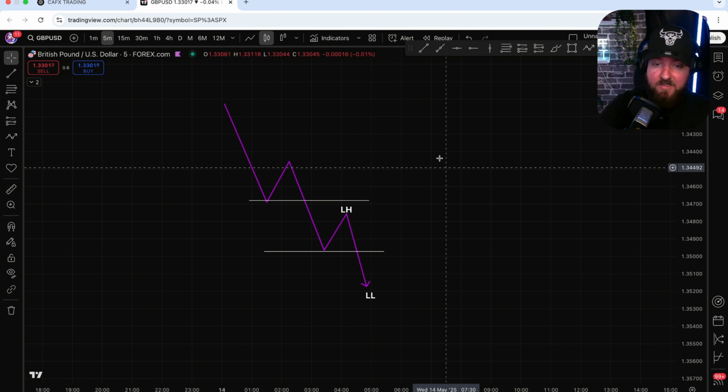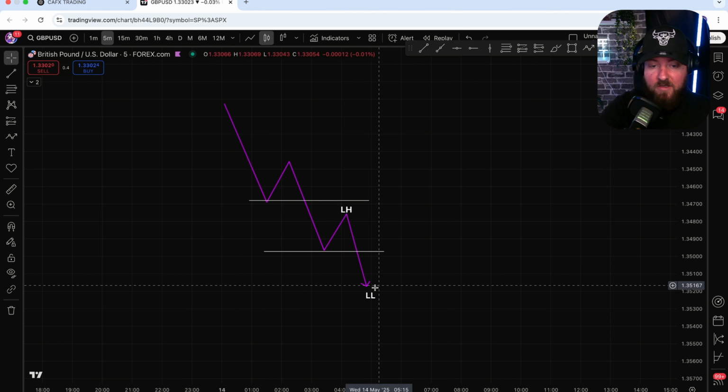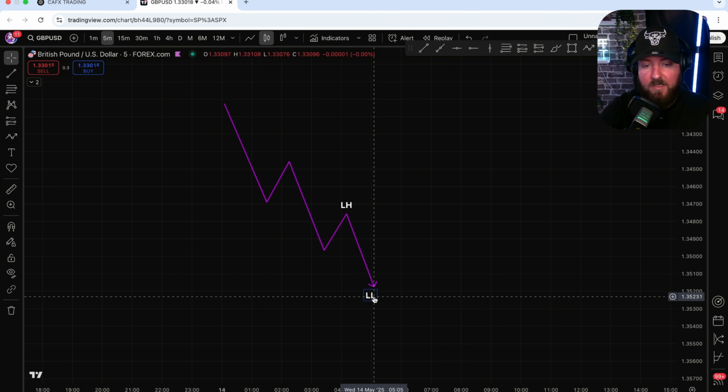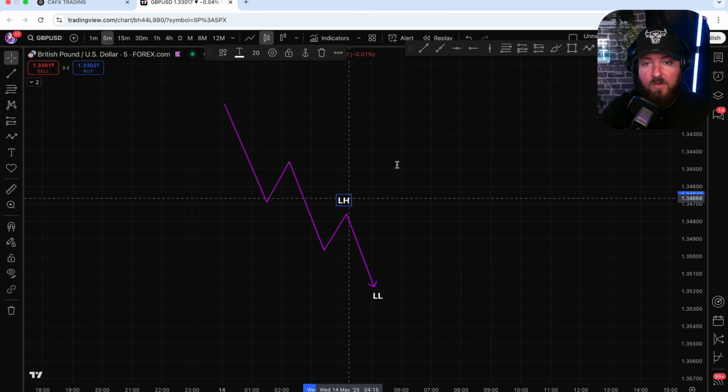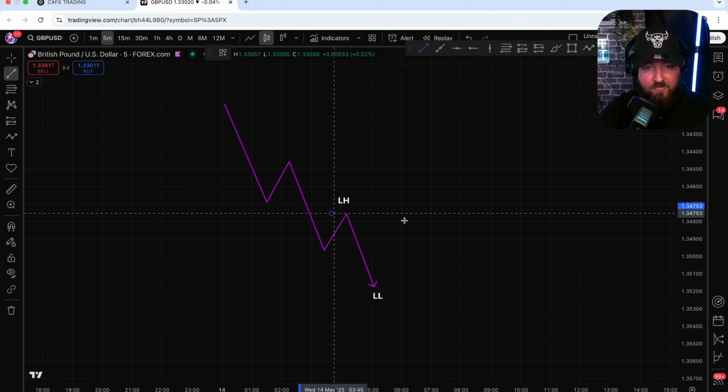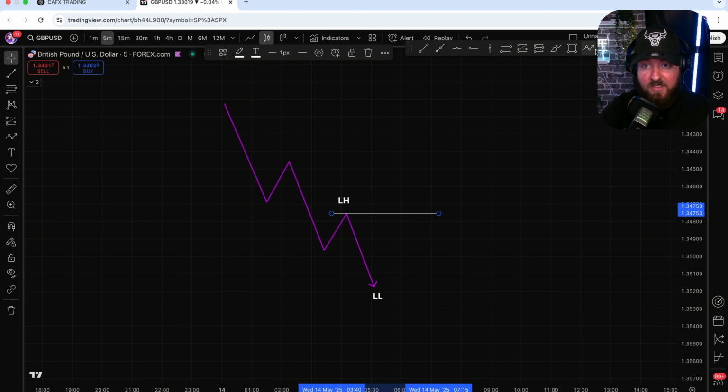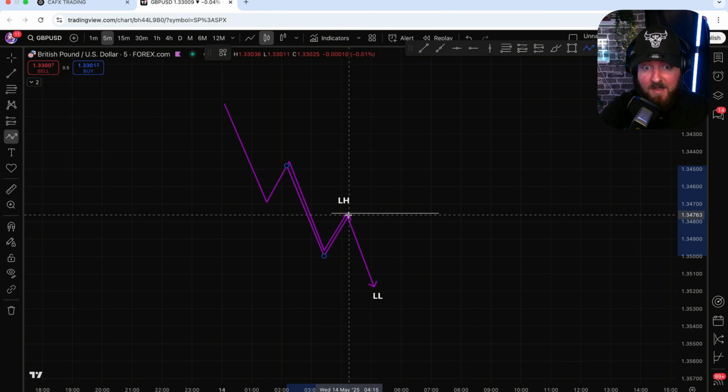Lower lows, lower highs. Now I want to show you a breaker structure, what breaker structure looks like. So we're in a downtrend. We know where price did this big drop from before, pushing up, because you see price came down and it pushed up.